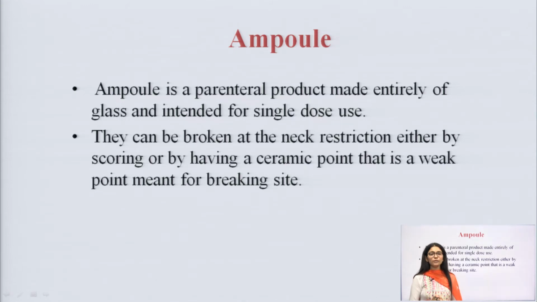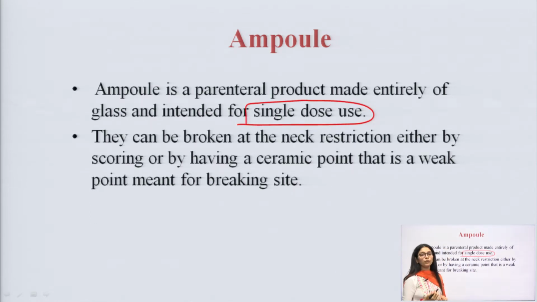Number one, we have ampoules. An ampoule is a parenteral product made entirely of glass and intended for single dose use. What you have to remember is that it is used for single dose use, and it is entirely made up of glass. The image I have previously shown is basically the ampoule.